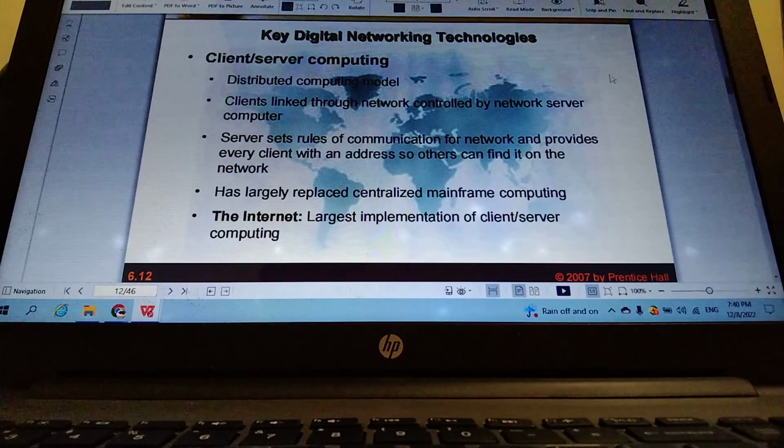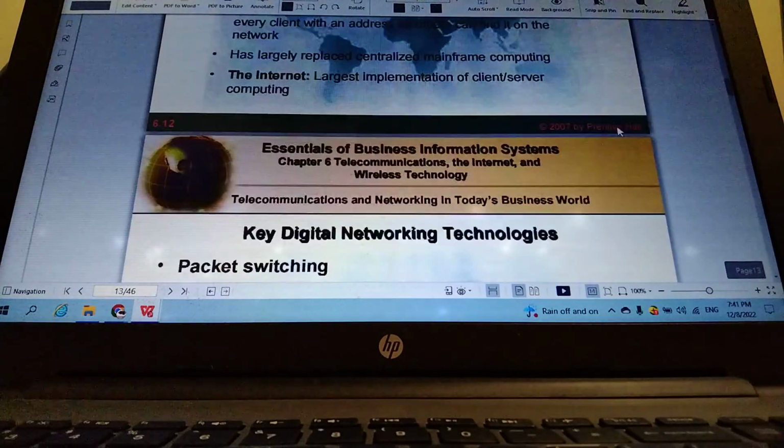Clients link through a network controlled by network server computers, and then these servers work following some rules, guidelines, and policies set by the companies. And your entire network can also be connected to the internet. So that's where the terms that we covered a couple of sessions ago, such as internet, intranet, and extranet, all come into the picture.